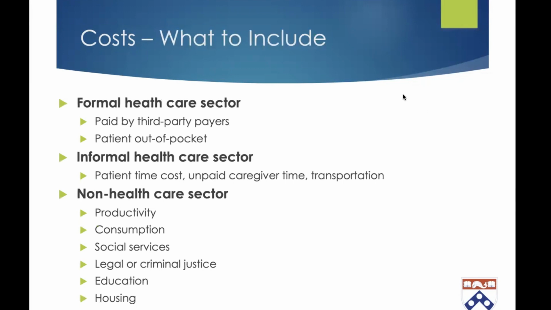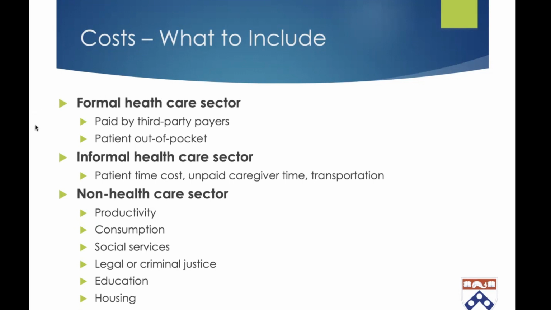Costs, what to include, again, depends on your perspective. So the formal healthcare sector is direct healthcare costs. So what's paid by third-party payers, Medicaid, Medicare, private insurers, what are they actually paying? Not the bill, not the charges from the hospital, but the actual payment. Plus patient out-of-pocket costs for copays, deductibles, etc. And that would be your cost for the formal healthcare sector perspective.